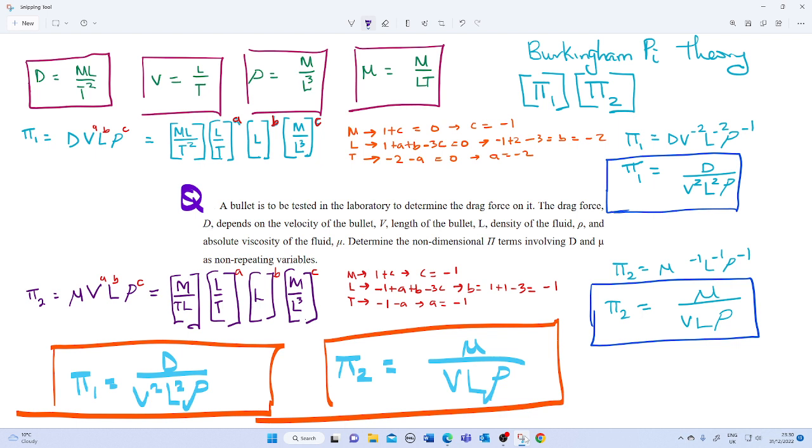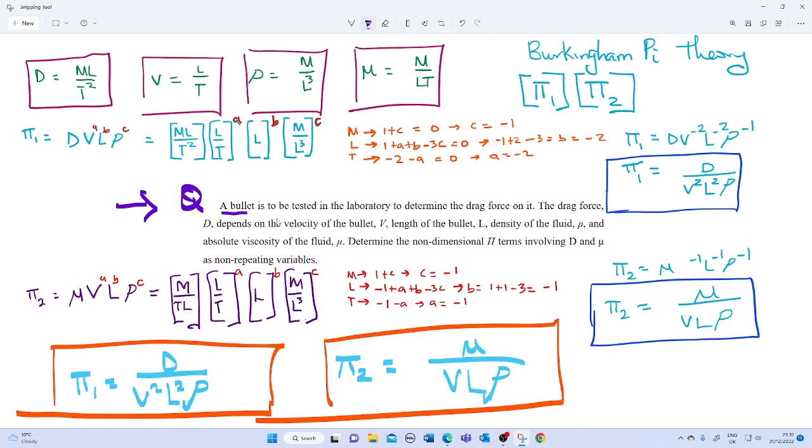Hello everyone once again. Today we have a question from the aerodynamic point of reference. Now let's read through the question given to us today.